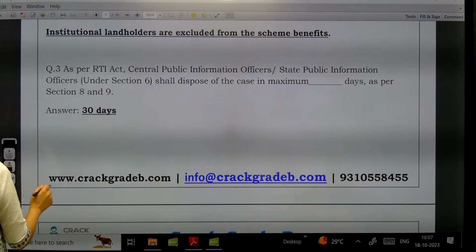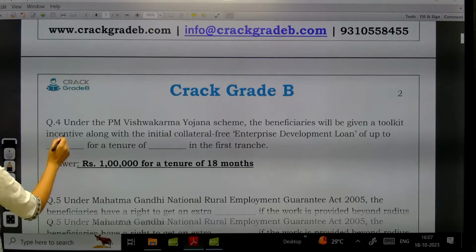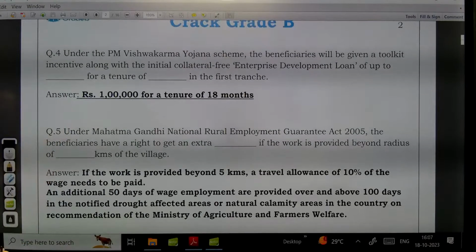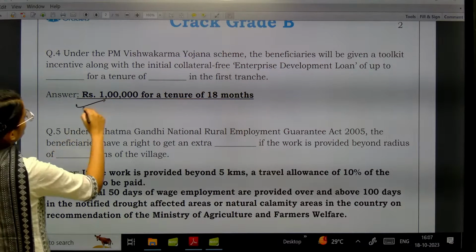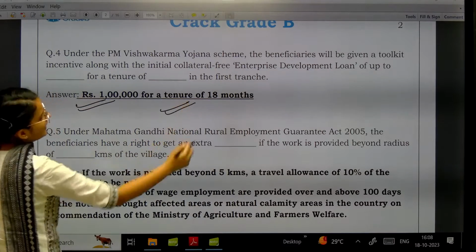Okay. Next question. Under the PM Vishwakarma Yojana scheme, the beneficiaries will be given a toolkit incentive along with the initial collateral-free enterprise development loan of up to rupees 1 lakh for a tenure of 18 months.